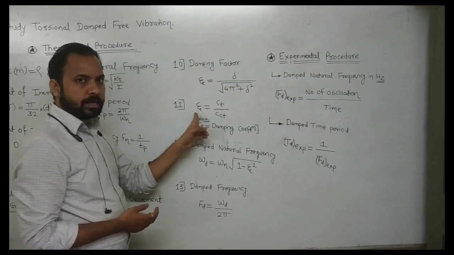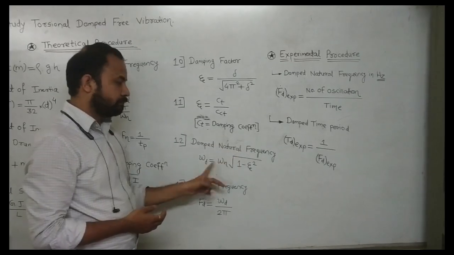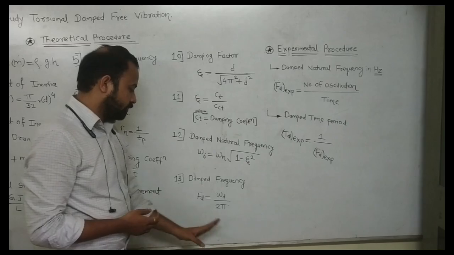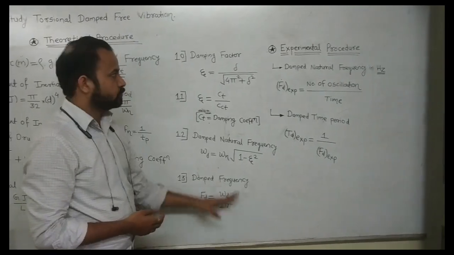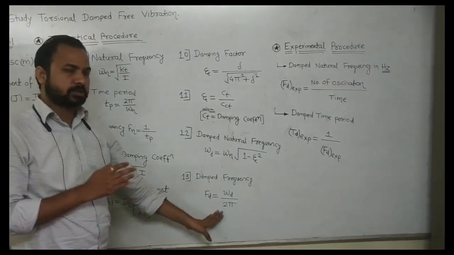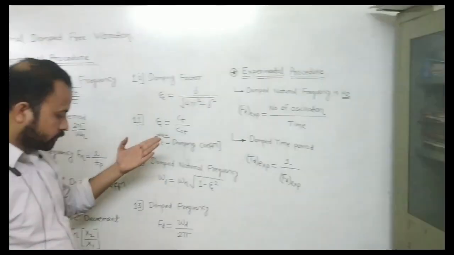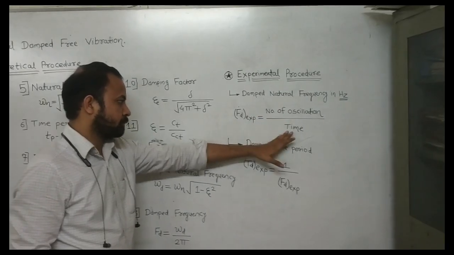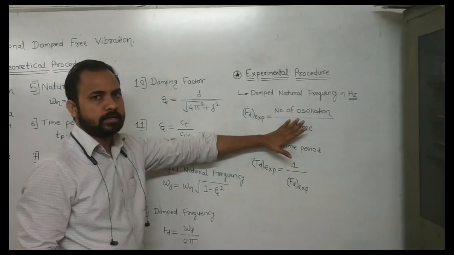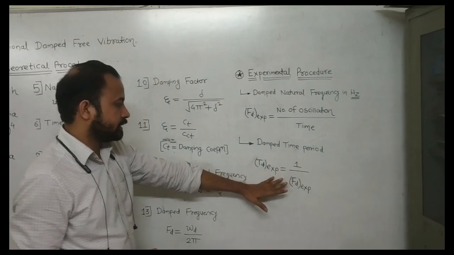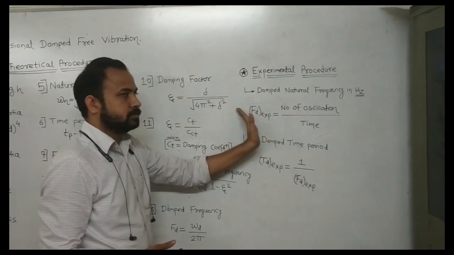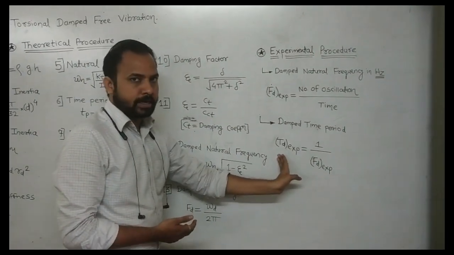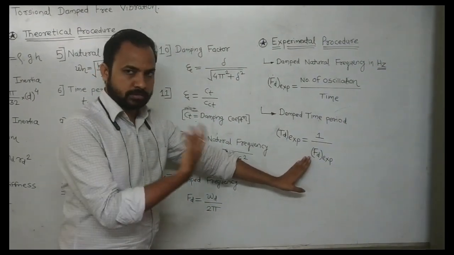Once we have zeta, we can calculate the damped natural frequency omega d equal to omega n into root of 1 minus zeta square. Finally, the damped frequency becomes omega d upon 2 pi. This is how we calculate fd using the theoretical procedure. Experimentally, as I already told you, we have recorded the number of oscillations with respect to time. Number of oscillations upon time gives the experimental damped frequency, and the damped time period can be calculated by inverting this value, that is 1 upon fd equals the time period recorded.